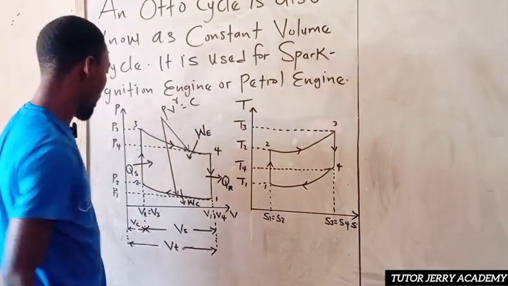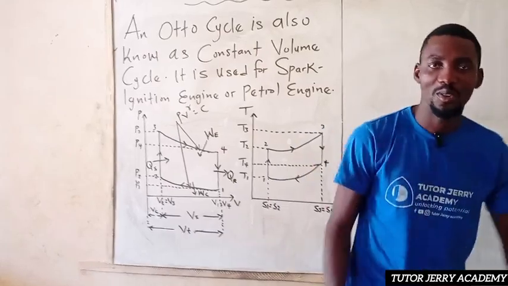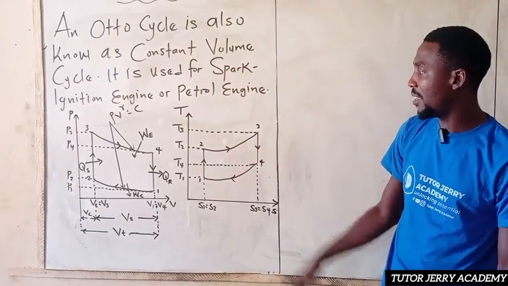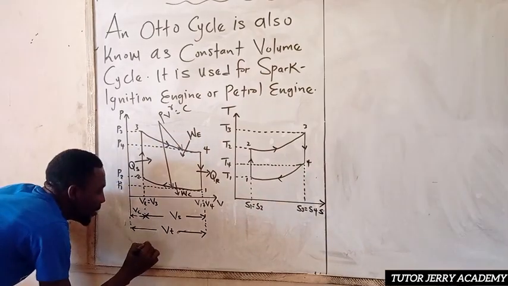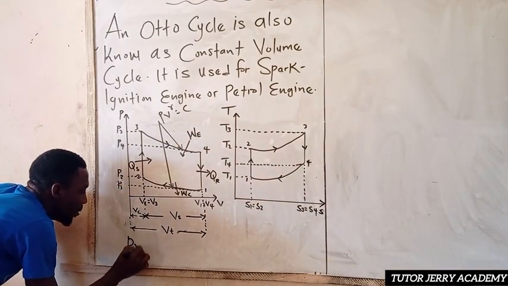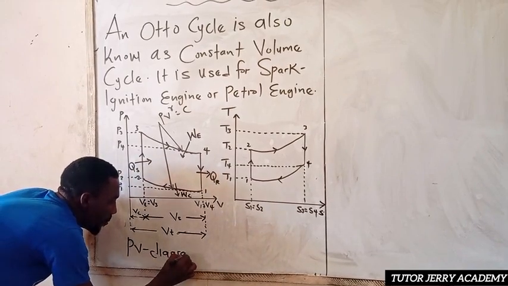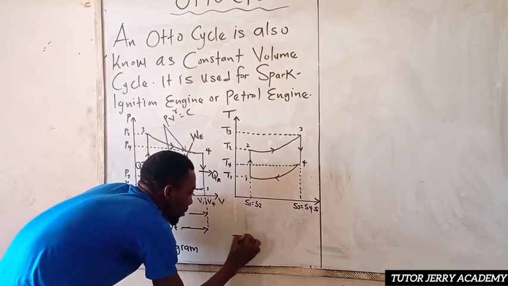So this is everything that we have when it comes to our Otto cycle. This is our PV diagram. Let's write it down here, PV diagram. And this one is our TS.